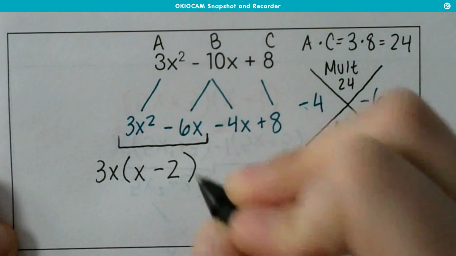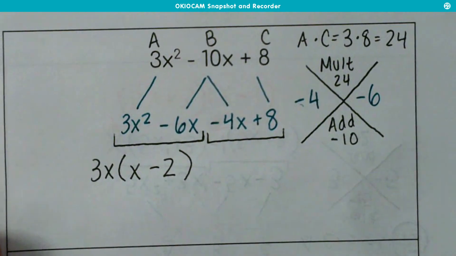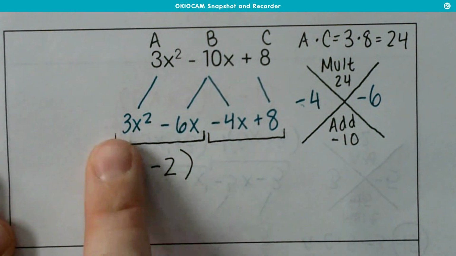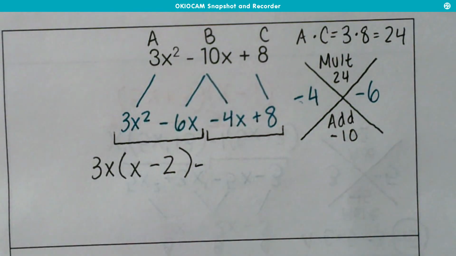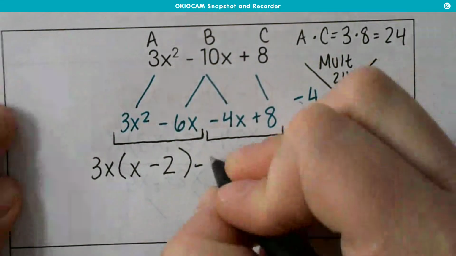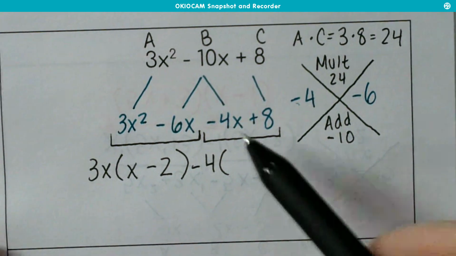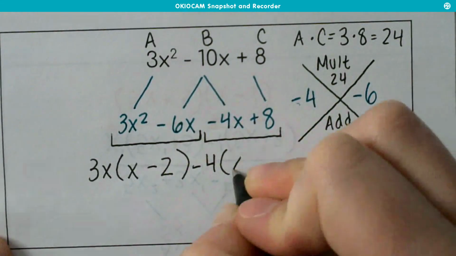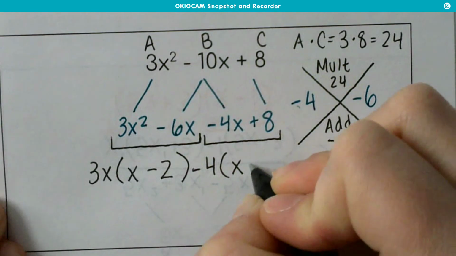Okay, right here, out of negative 4x and positive 8, anytime my third term is negative, I'm going to pull out a negative. And out of 4 and 8, I can divide both of those by 4. So negative 4 is going to be my GCF. Negative 4x divided by negative 4 is positive x. 8 divided by negative 4 is negative 2.